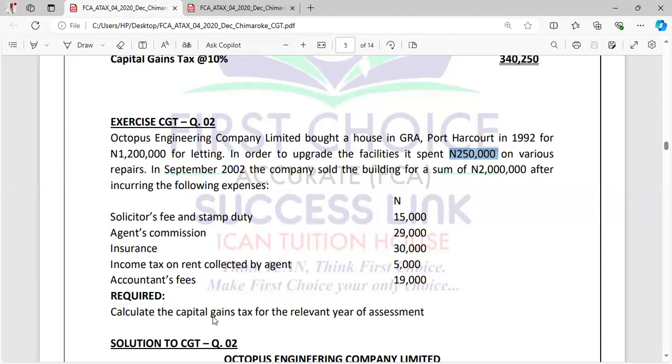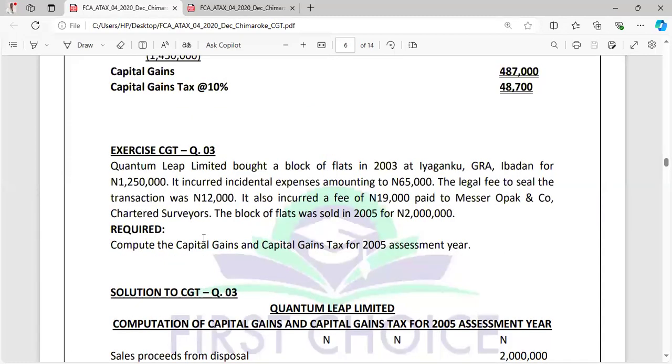Okay, now let's go to question number three. Let's see how we do question number three. Quantum Leap Limited bought a block of flats in 2003 at Iyaganku, GRA Ibadan for 1,250,000. Now that is cost of acquisition because they say bought, acquired. These are the language they could use. It incurred incidental expenses amounting to 65,000.